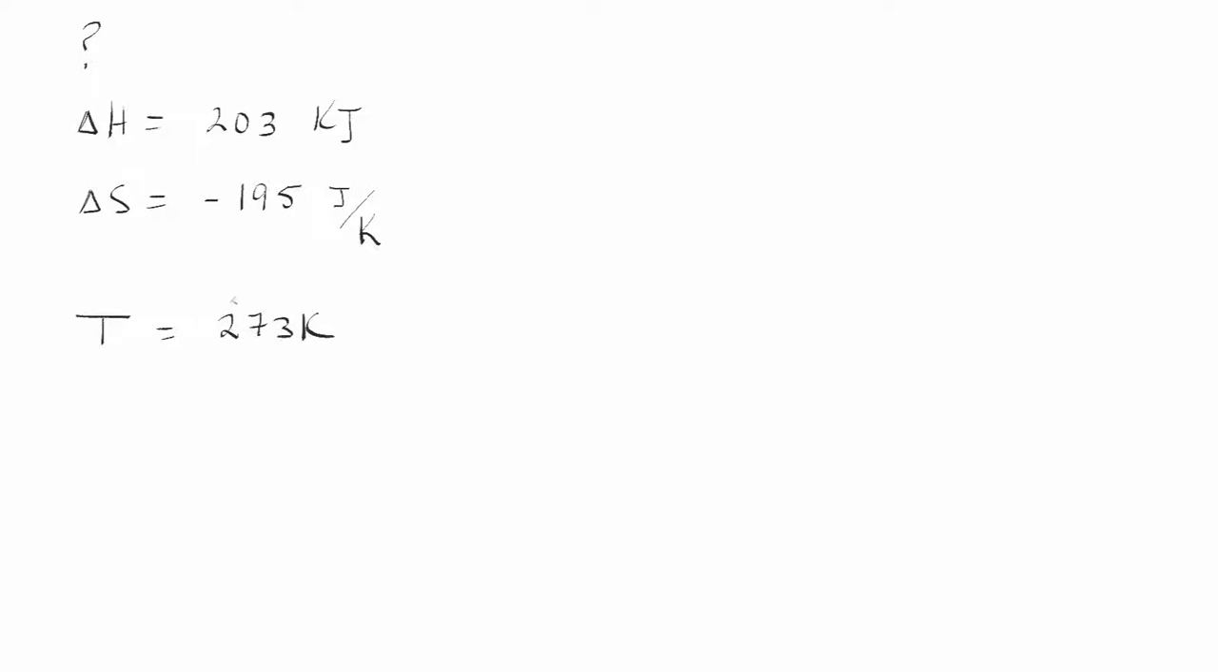Okay, let's look at another example. So is this reaction going to be spontaneous? This one here, and I'll put a big question mark, and you tell me. So we have a delta H, and that delta H is equal to 203 kilojoules. And say we have a delta S, and our delta S is equal to negative 195 joules per Kelvin. And we have a temperature that is equal to 273 Kelvin.